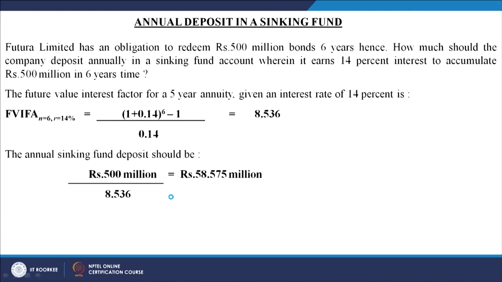That amount may be the principal plus interest, or it may be possible the company is paying the interest annually from revenue income, and the principal amount of 500 million will be paid back after 6 years, right. How much should the company deposit annually in a sinking fund? Now they know that this liability will arise at the end of the 6th year.